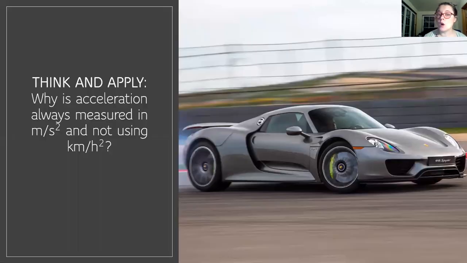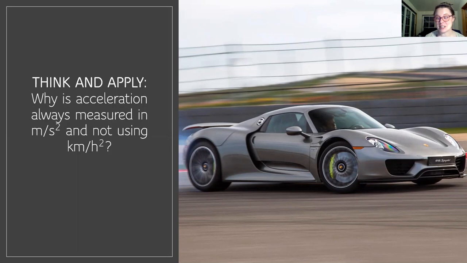Now, why is acceleration always measured in meters per second squared and not in kilometers per hour squared? Well, there's a couple reasons for that. Think about when you're driving and you accelerate. Do you accelerate for a long time, or do you accelerate for a short spell and then do a constant speed?